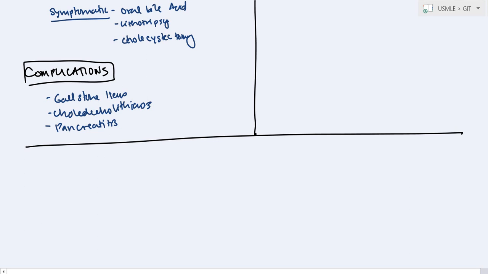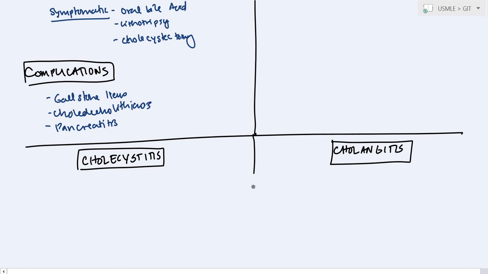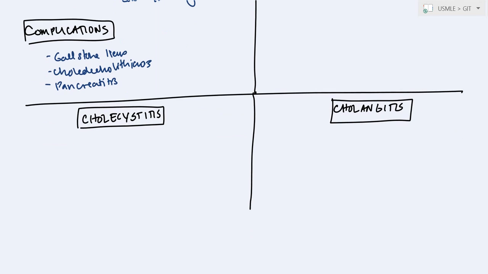Now we can get into the different types of infections. And again, the infections are going to be either the gallbladder or the bile duct. So the gallbladder infection is going to be cholecystitis. And the bile duct infection is going to be cholangitis. So this is going to be infection of the gallbladder. Whereas here we're looking at infection of the bile duct.